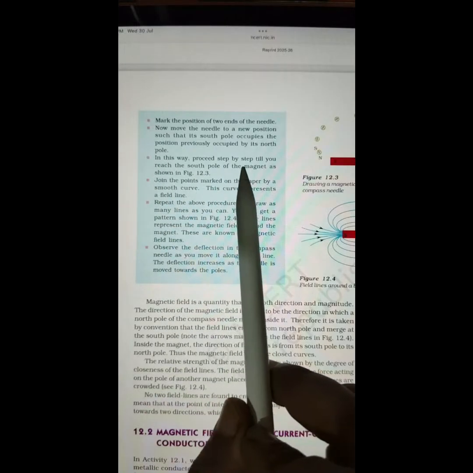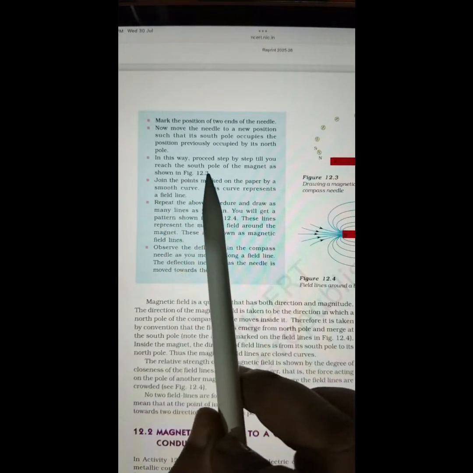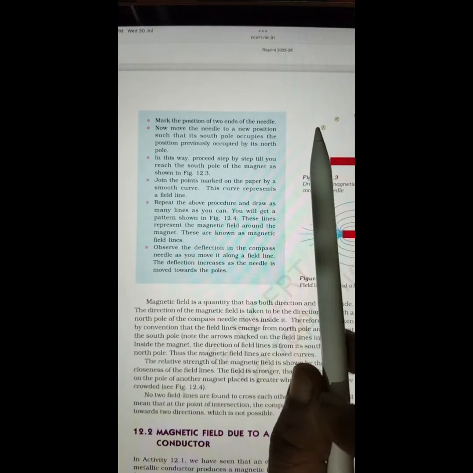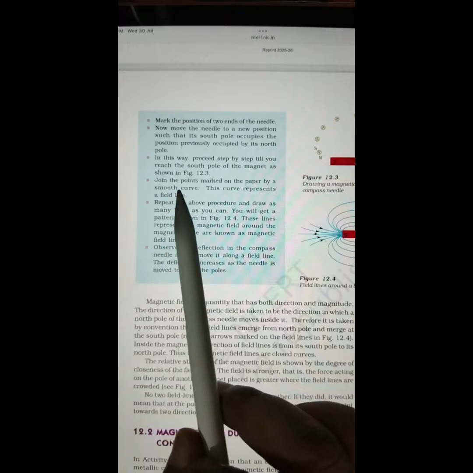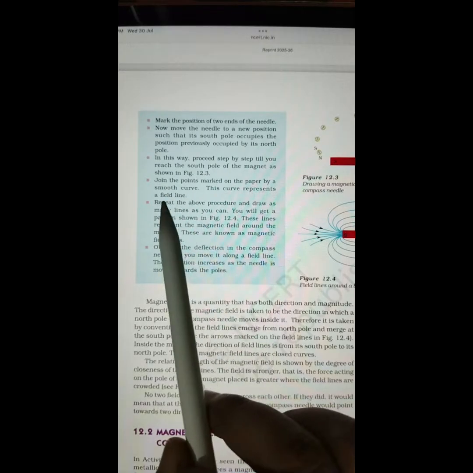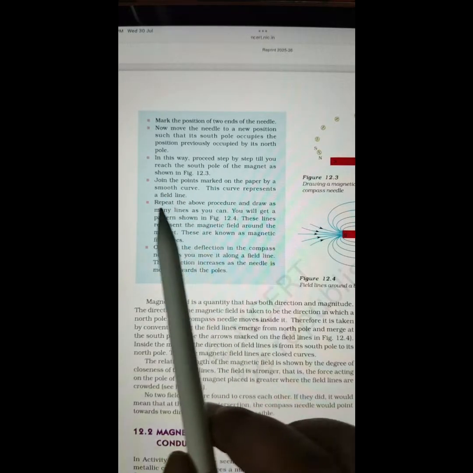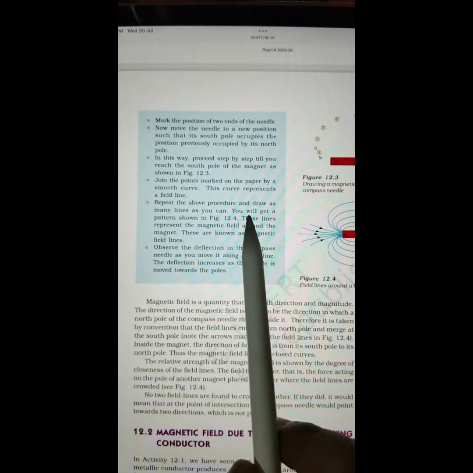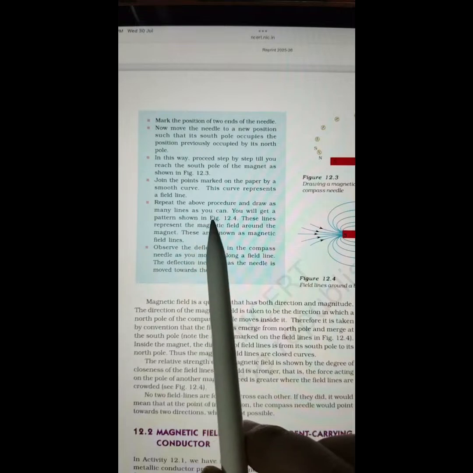In this way, proceed step by step till you reach the south pole of the magnet, as shown in figure 12.3. Join the points marked on the paper by a smooth curve. This curve represents a field line. Repeat the above procedure and draw as many lines as you can.